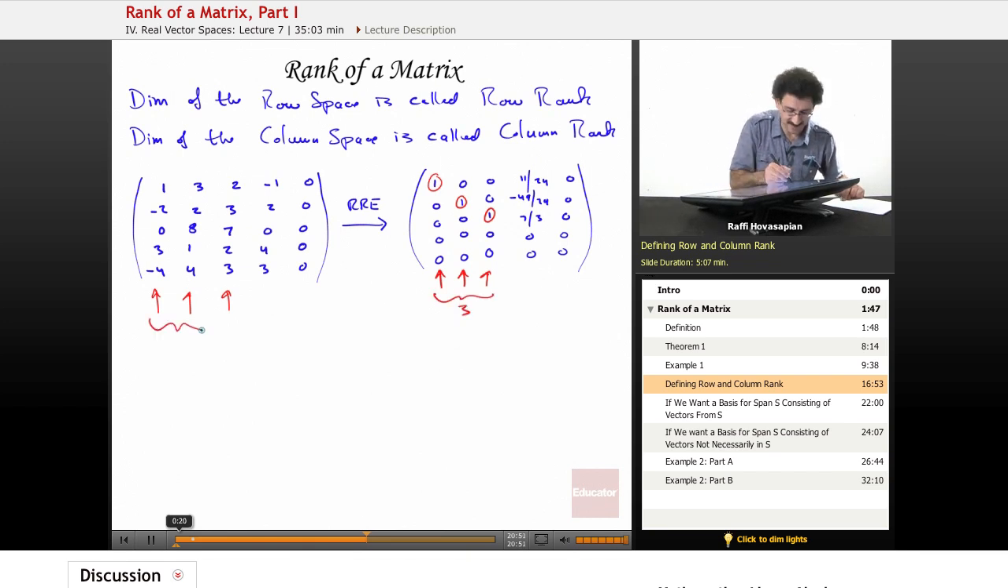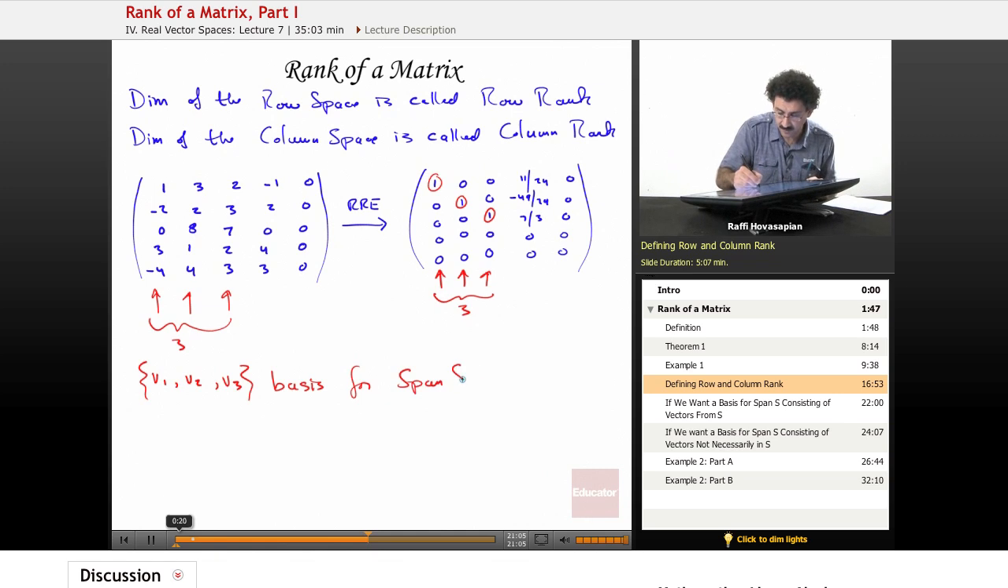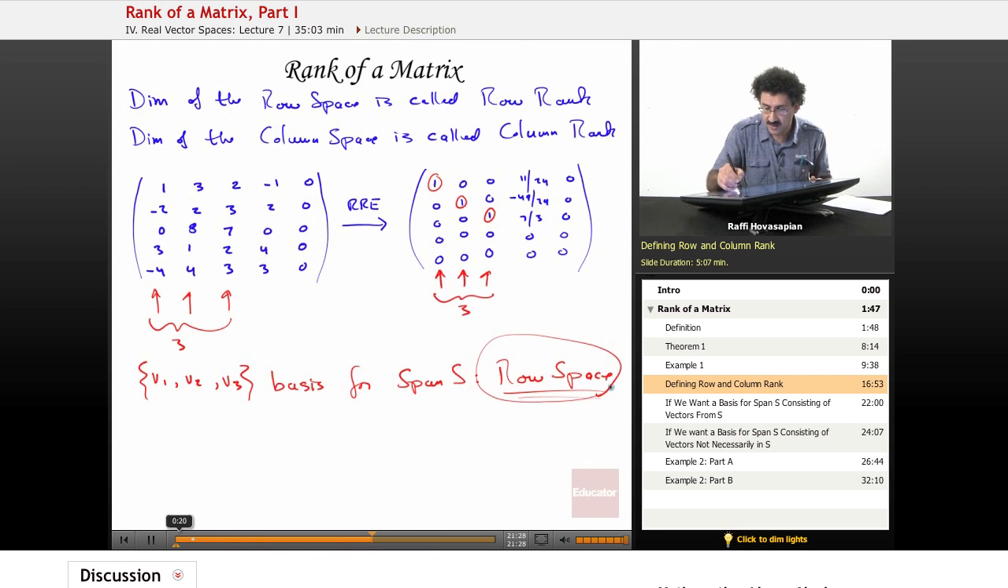It's not a coincidence. So, in this particular case, we could take v1, v2, v3, the original, that is a basis for the span of S. In other words, the span of S, which is the row space. Row space, because originally we wrote them as rows, row vectors. Here we wrote them as columns in order to solve it in a certain way so that we end up with vectors from the original set. It's still the row space, or the span of S, if you will.